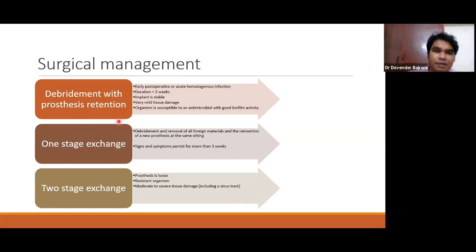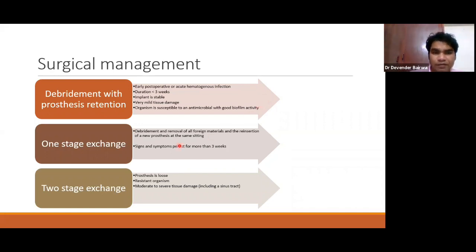So debridement with prosthesis retention can be considered when all of these points are met. Suppose there is an early post-operative or acute hematogenous infection, with duration less than 3 weeks. The implant is stable, there is no tissue damage, and we have a good antibiotic against whatever organism is growing. If all these features are met, then we can think about retaining that prosthesis in situ.